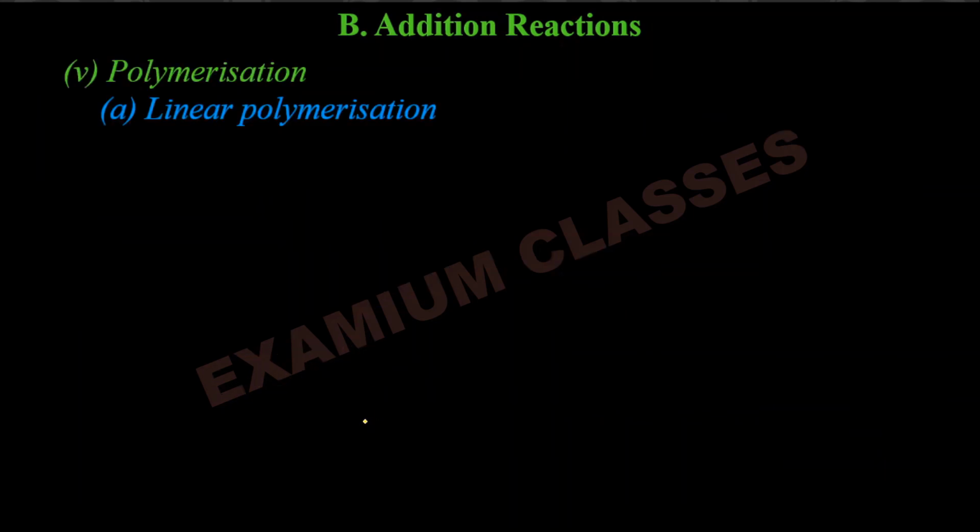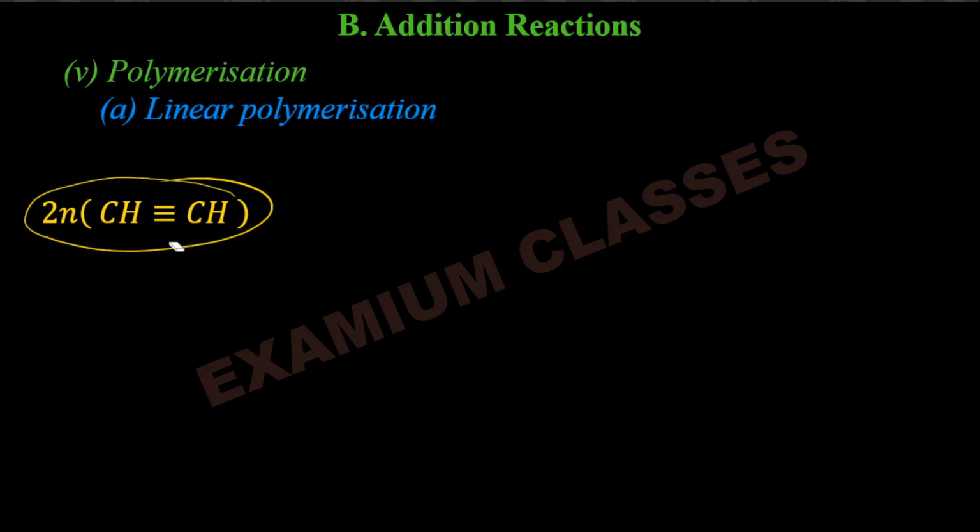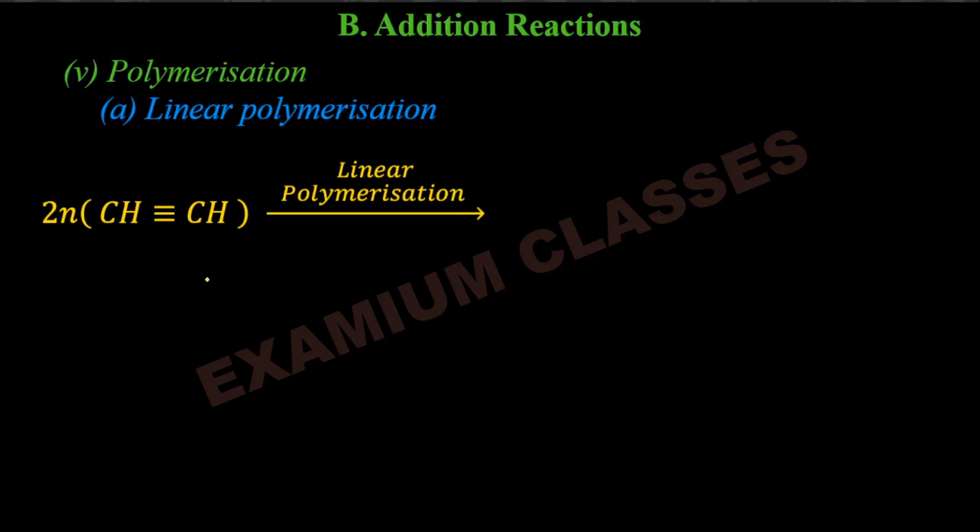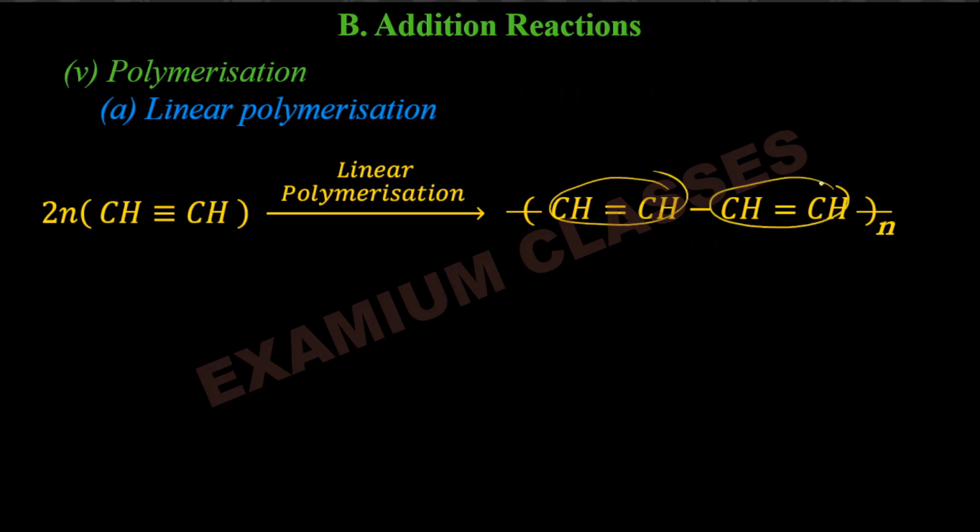Then the last one, polymerization: linear polymerization and cyclic polymerization. The linear polymerization is very simple. You have monomers, multiple units of monomers, and they form the polymers. Here you see that two molecules get attached to form one polymer molecule. So you can say that if you have 2n molecules of this one, you will get n times here, right?